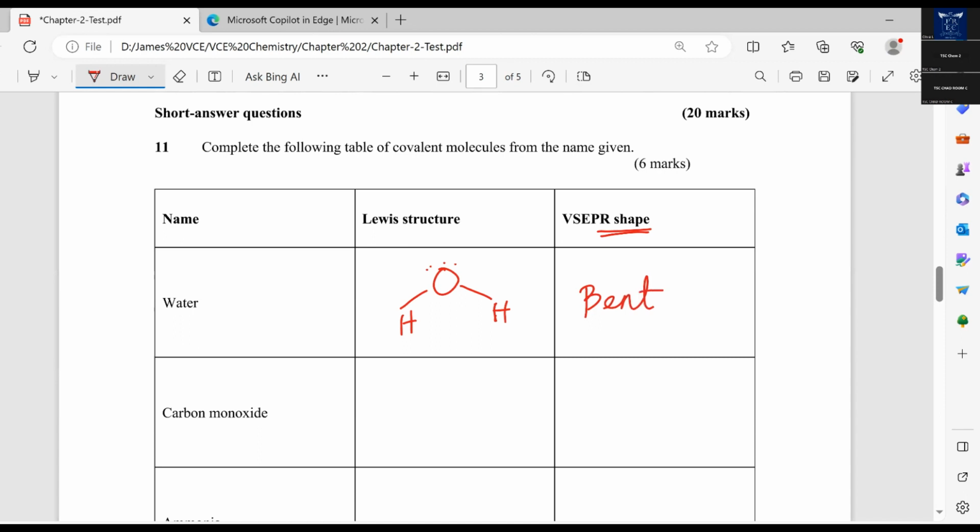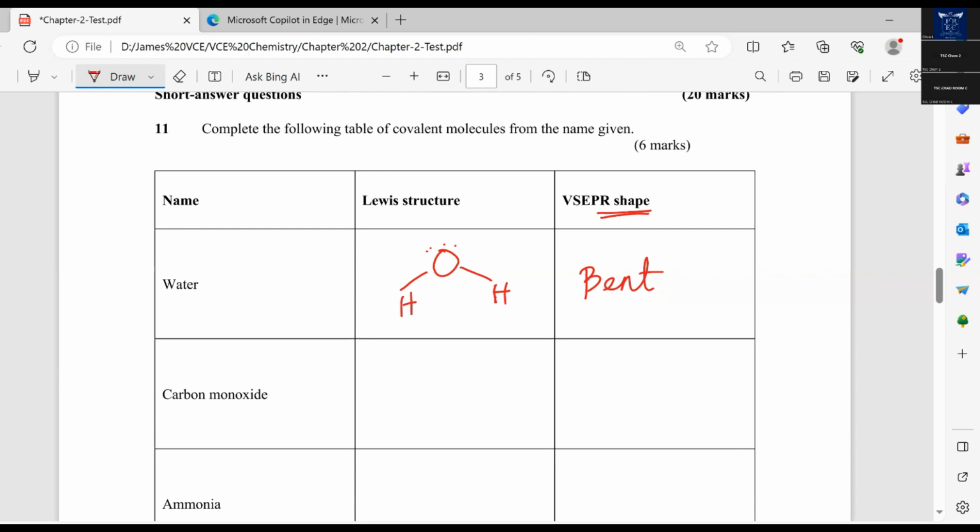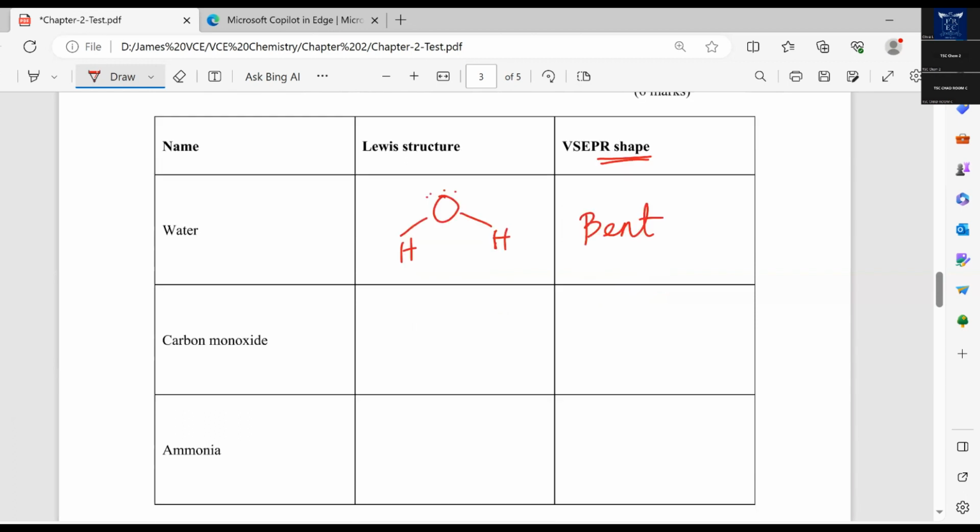Carbon monoxide. Okay, remember we have tried to do carbon dioxide. Carbon dioxide is something like this. This is carbon dioxide because carbon requires 4 bonds, right? But here we have carbon monoxide. Monoxide means we need to find the number of bonds that is going to appear between C and O. Carbon normally has 4 bonds. So what is going to happen?